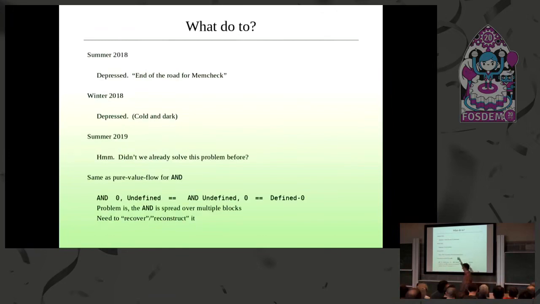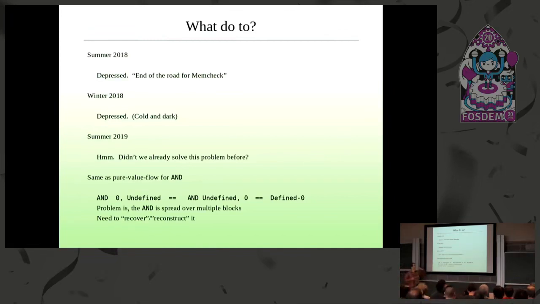So summer 2018, I was kind of depressed because I thought, well, this is the end of the road for Memcheck. It's like Memcheck defeated by optimizing compilers after 15 years of valiantly struggling against optimizations. And then it was winter, and winter sucks. I don't like winter much, so I was still depressed.